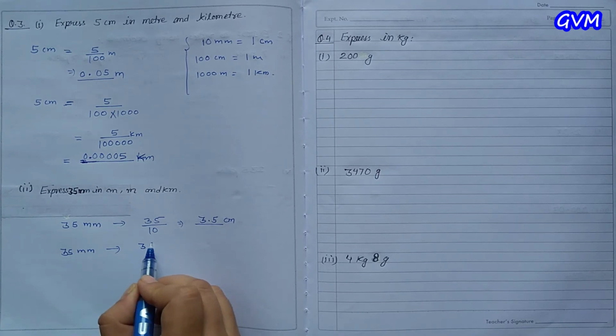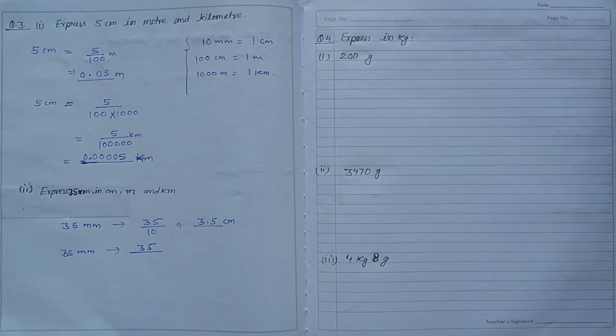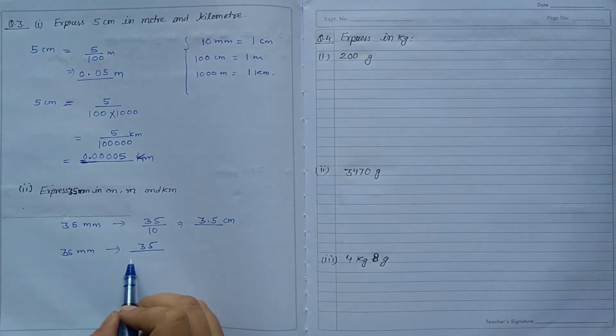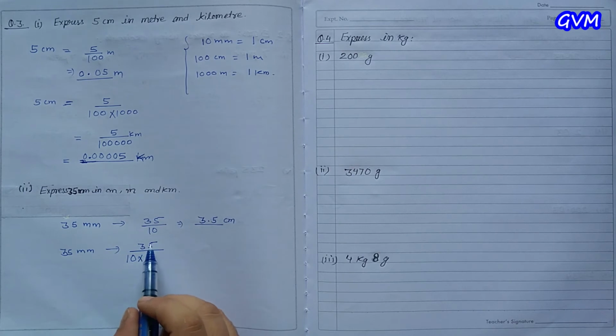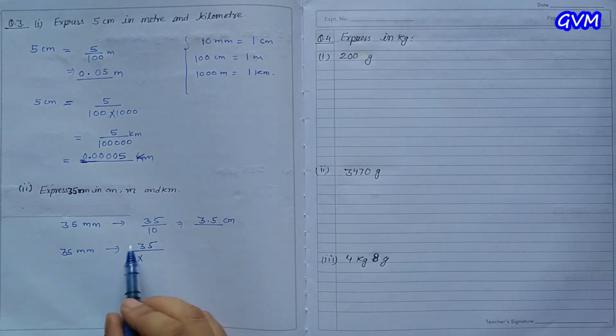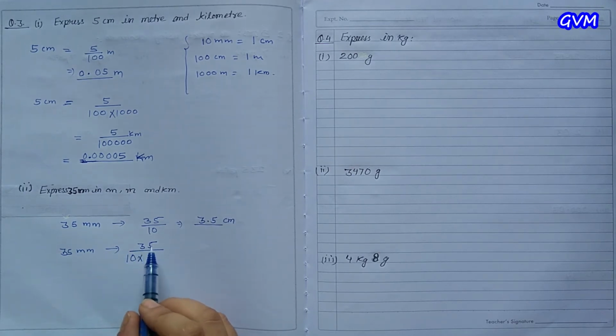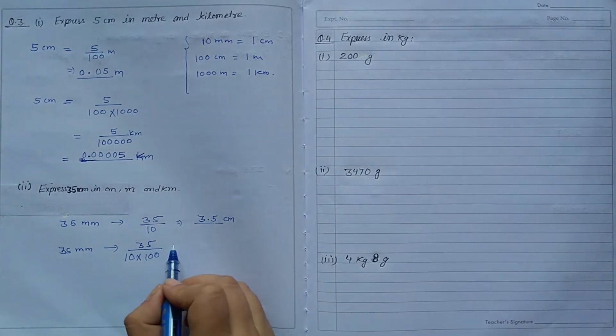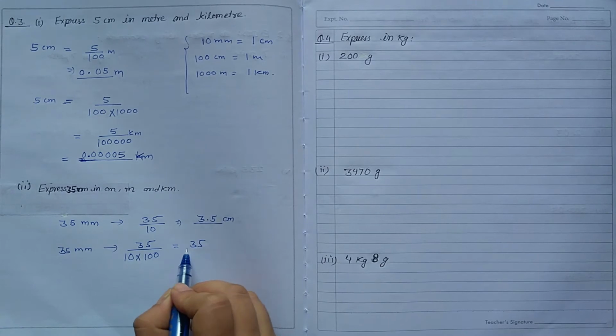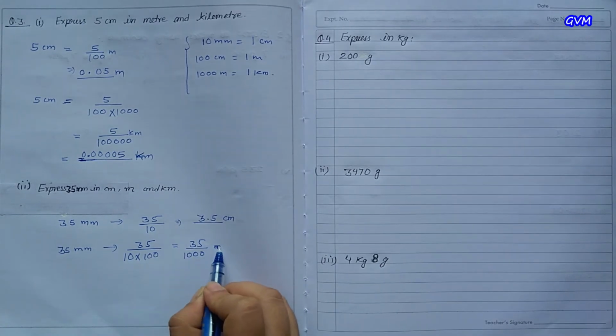Second, 35 millimeter and we need to change it into meters. So 35 divide by, first of all मिलीमीटर से मीटर में जा रहे हैं, so बीच में एक सेंटीमीटर का gap आ रहा है. So सेंटीमीटर के लिए हम क्या करेंगे? सेंटीमीटर को भी इसमें include करेंगे. Okay, so divide by 10. 35 upon 10 ये भी सेंटीमीटर में आ गया है. इस सेंटीमीटर को मीटर में change करेंगे तो again हमें 100 से divide करना पड़ेगा. So this is 35 upon 1000 meter.